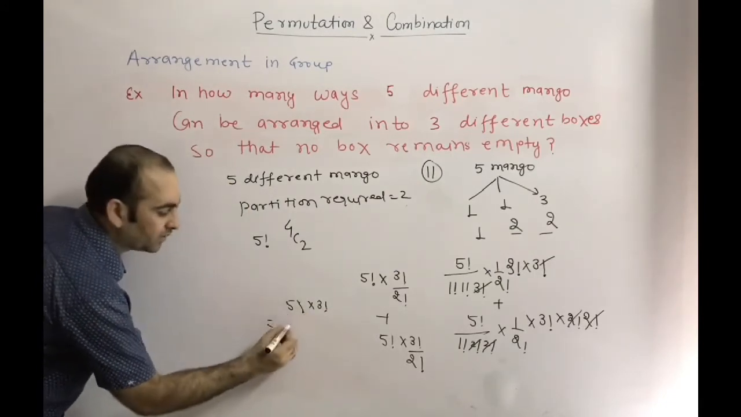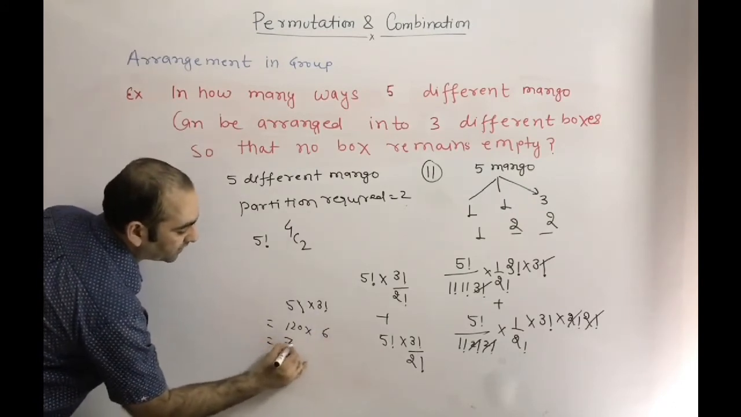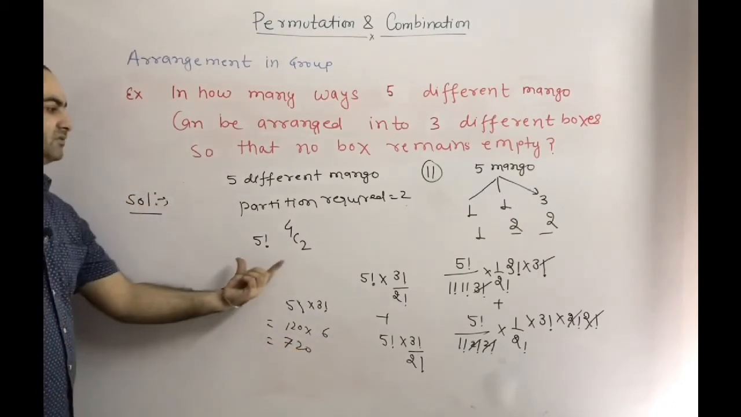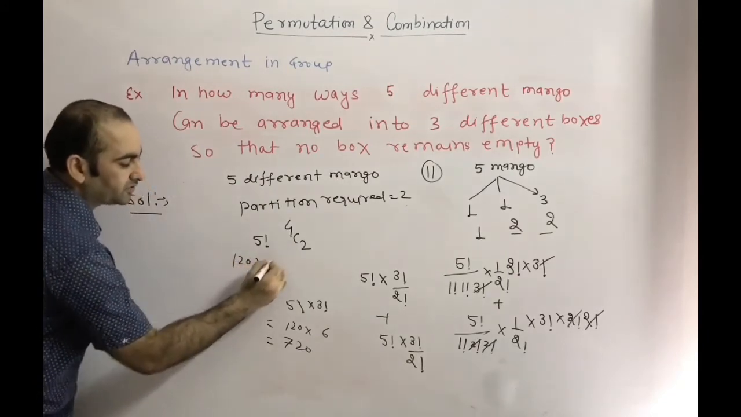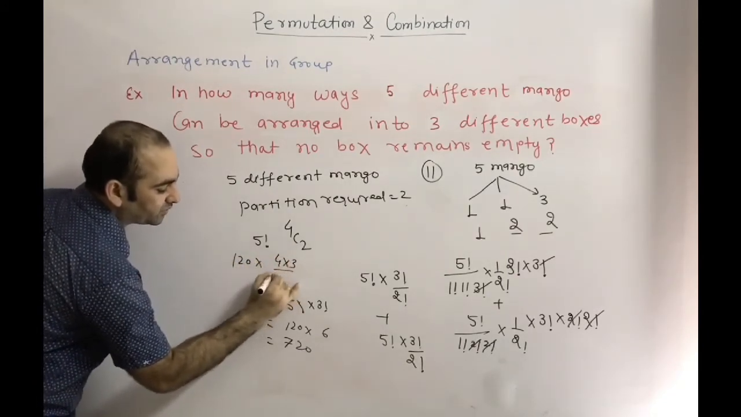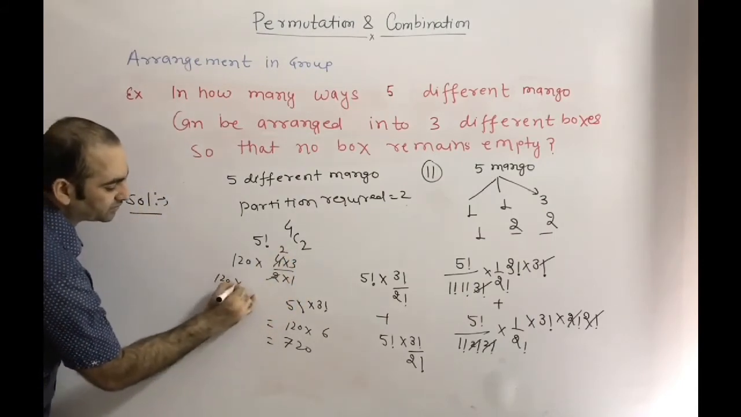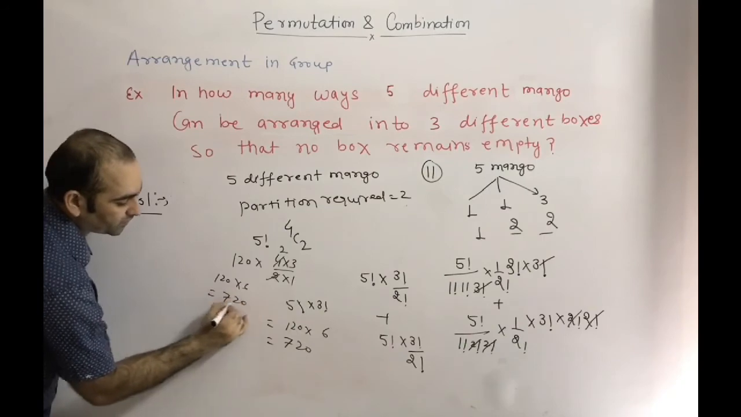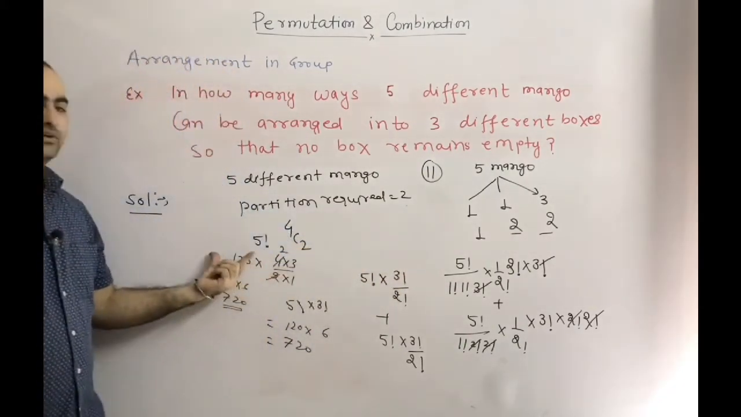5 factorial is 120. 3 factorial is 6. So 720. If you simplify the other one also, you will get 720. 5 factorial is 120. 4C2 is 4 into 3 divided by 2 into 1, so this will come to 6. So 120 into 6, 720. So both are the same. So we can do it by grouping also and we can do it directly also.